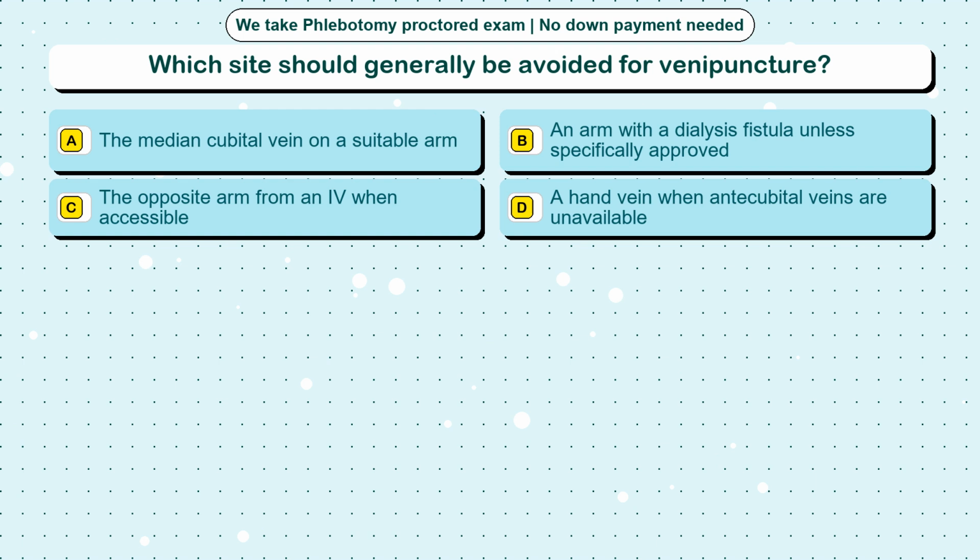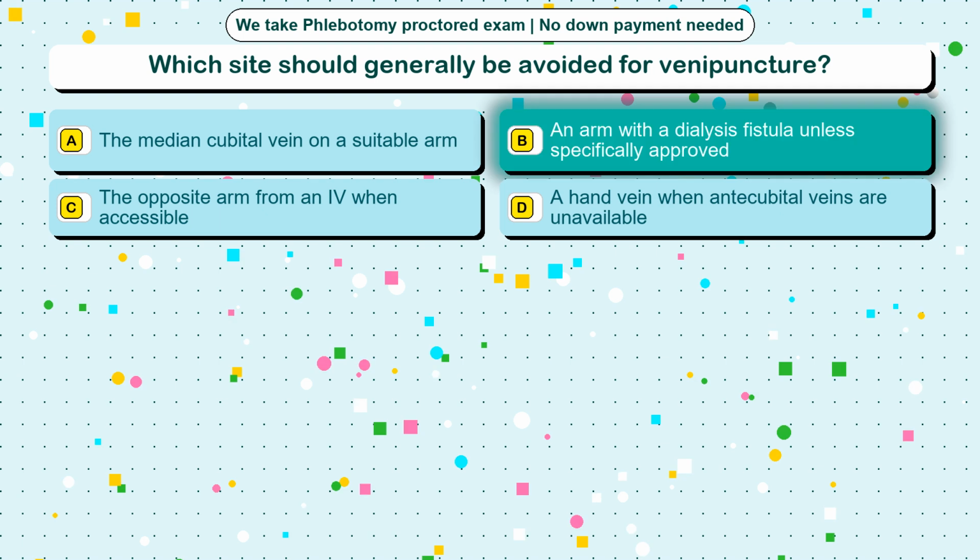Question 38. Which site should generally be avoided for venipuncture? Option A, the median cubital vein on a suitable arm. Option B, an arm with a dialysis fistula unless specifically approved. Option C, the opposite arm from the fistula when accessible. Option D, a hand vein when antecubital veins are unavailable. The correct answer is option B, an arm with a dialysis fistula unless specifically approved.